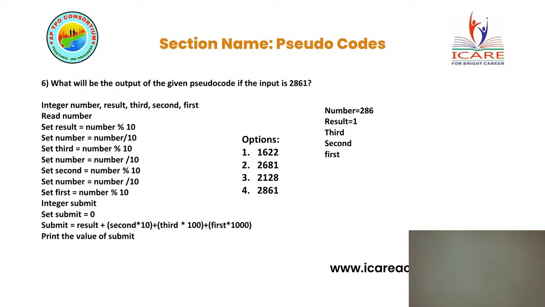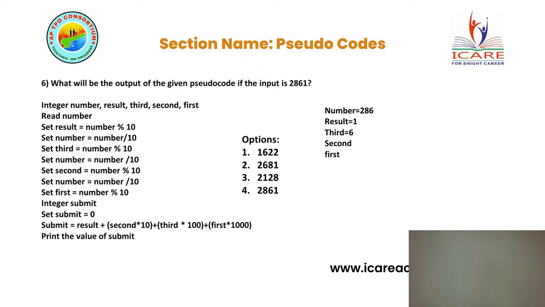Set third is equal to number modulo 10. We have to apply the updated value. We have to take the number which is updated, 286, and not the previous value 2861, since we have done the operation number by 10. After that, the next statement says third is equal to number modulo 10, which becomes 286 modulo 10, and the value is 6.